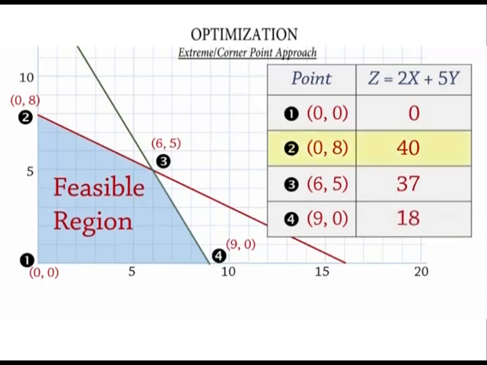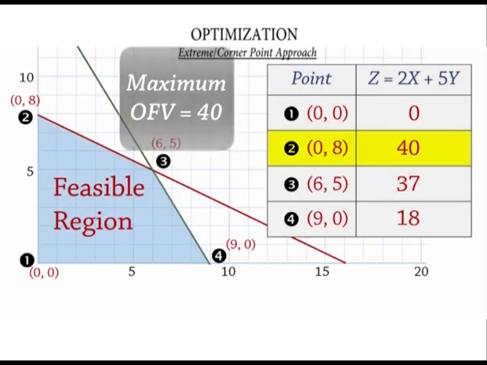There we have it. Point 2 provides the highest value of the objective function. And so the solution occurs at point 2, which is the maximum optimal point. If you wanted the minimum optimal point, that would be point 1.